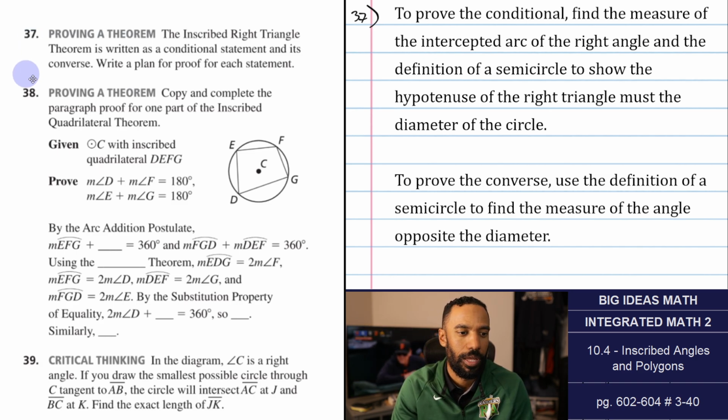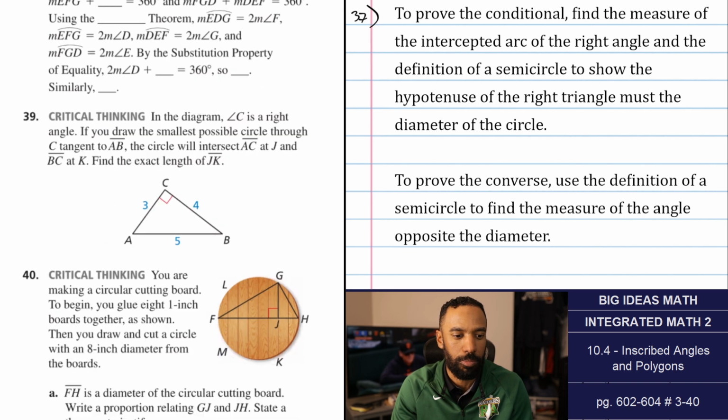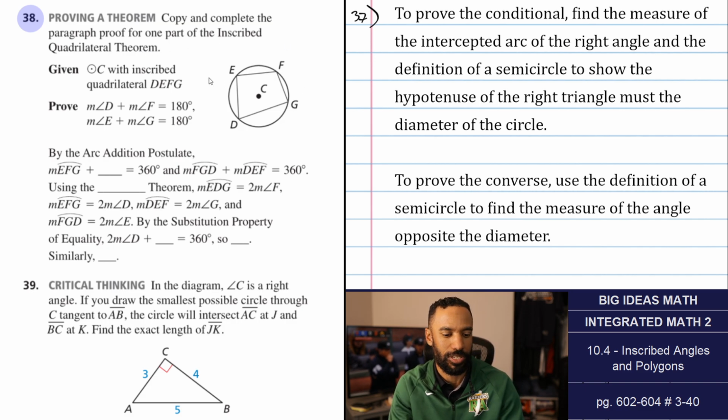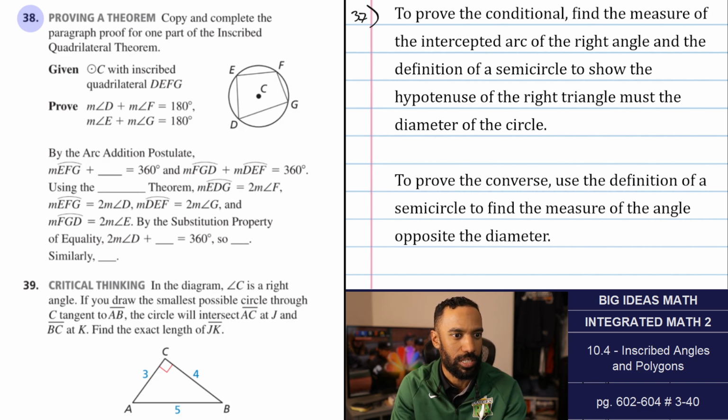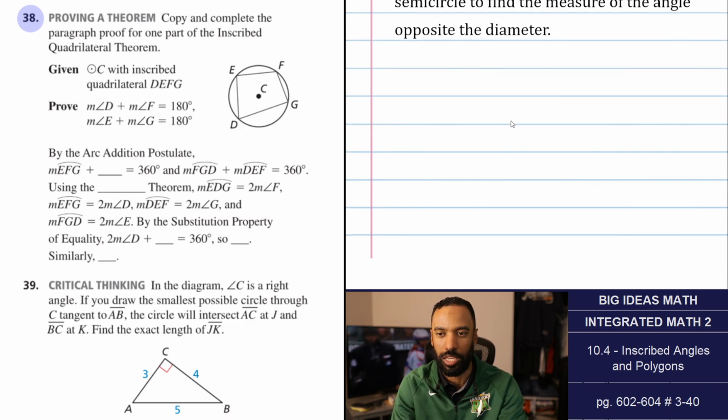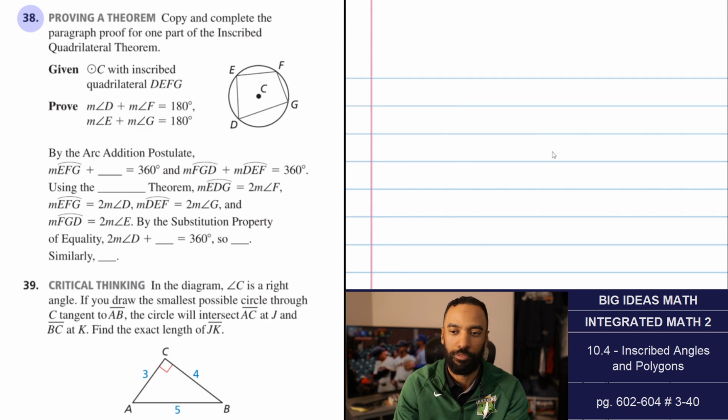And there it is. All right, 3 more questions. We have another proof, and it's the last proof before some critical thinking. Copy and complete the paragraph proof for one part of this. Okay, cool. We just get to fill in blanks. Now, I mentioned this answer before. This is the one I thought we were talking about here.